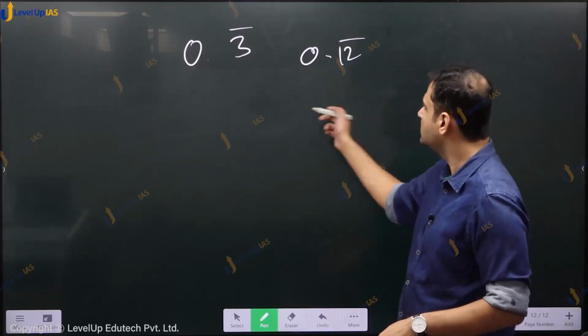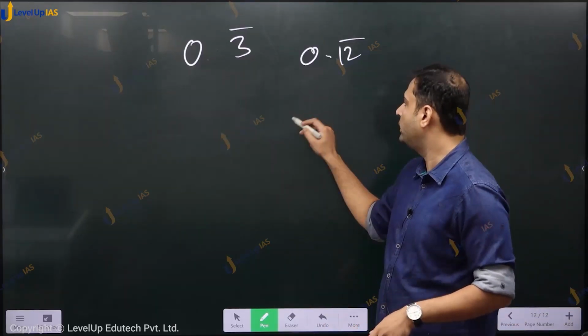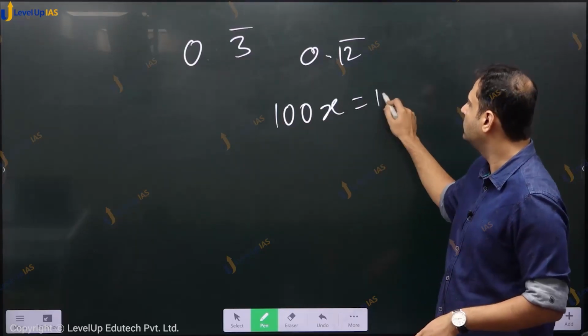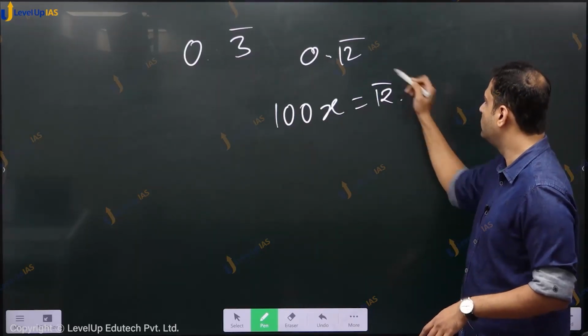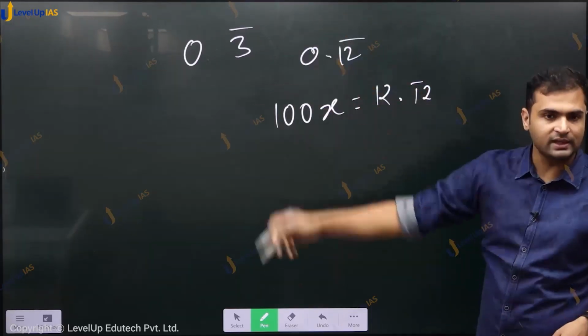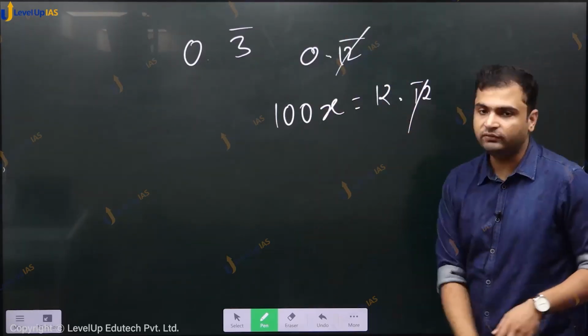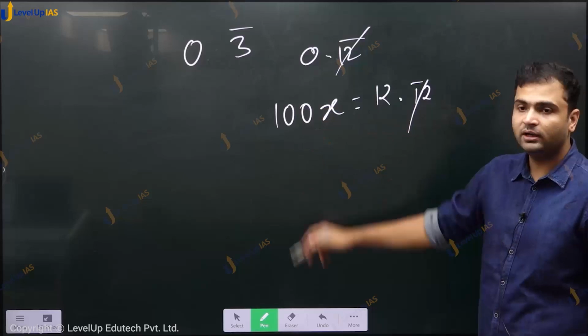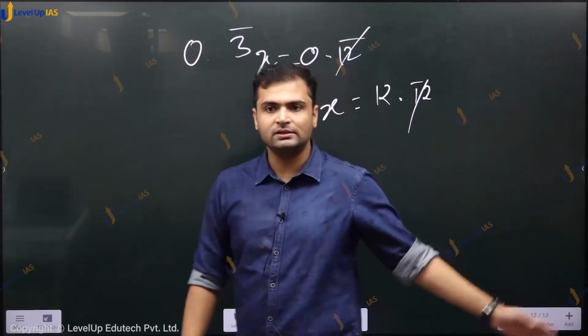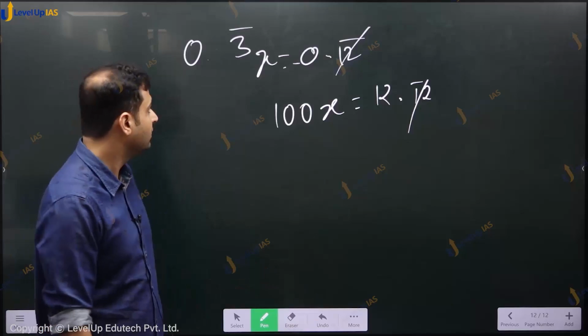That was the first case. When we multiply this 0.12 bar by 100, I'll get 100x is equal to 12.12 bar, so that this 12 bar is common, and I subtract, so I get rid of this. So I'll simply get 12 by this 100x minus x, so 99x. So 12 by 99 was the answer.